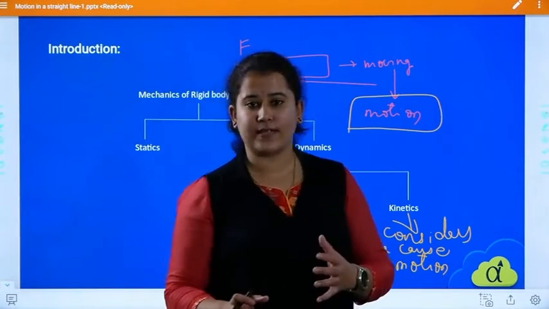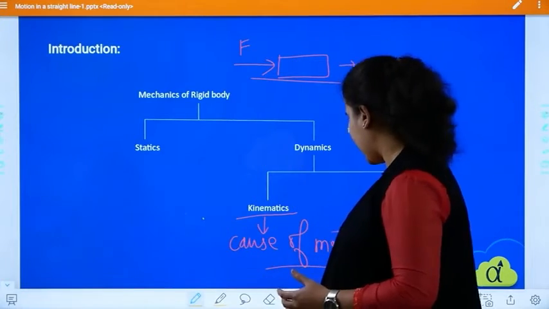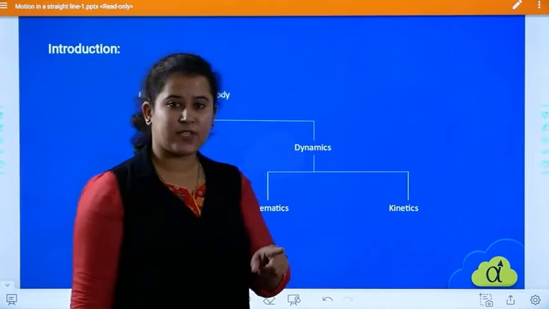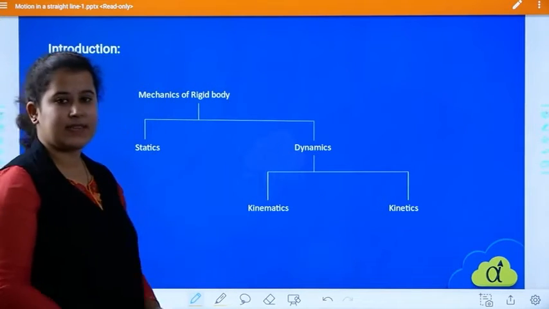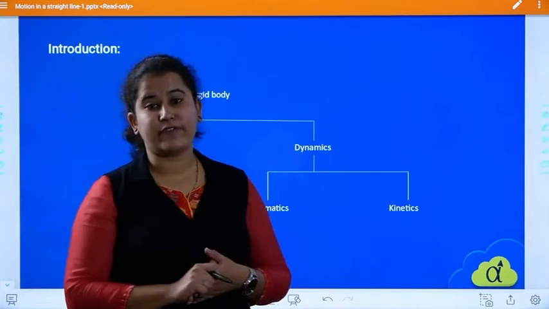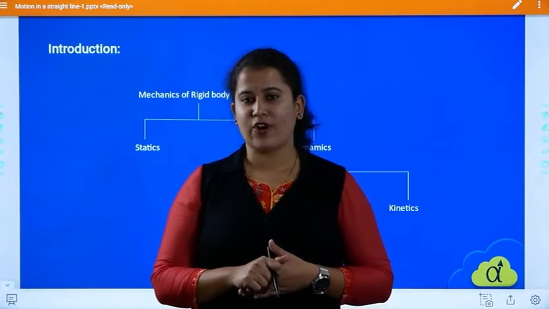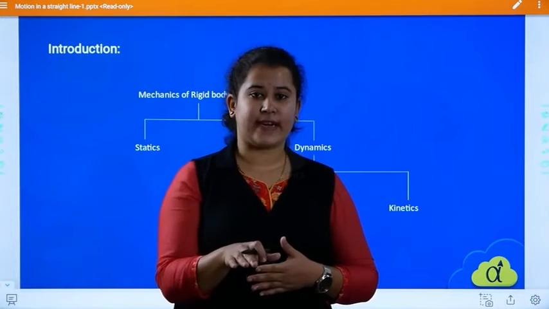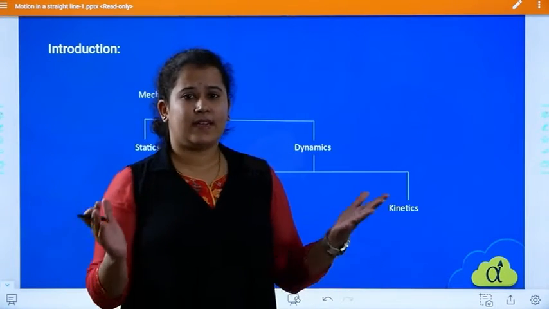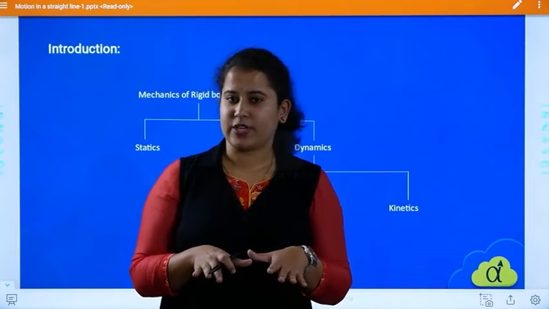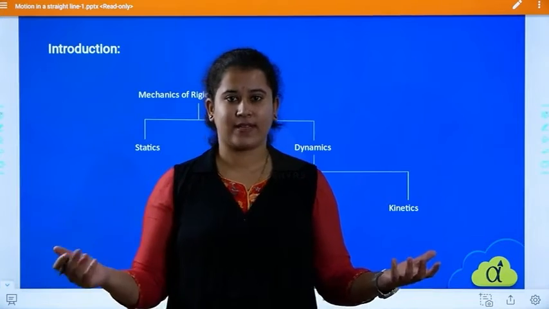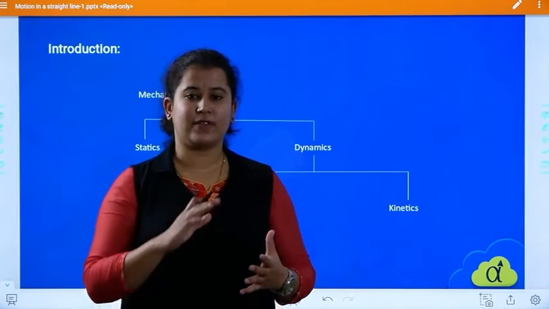I'll just summarize once again. The first one is mechanics of rigid body. In mechanics of rigid body, there are two branches. The first branch is statics and another one is dynamics. What happens in statics? Statics is the branch of mechanics which deals with the study of the object whenever the object is at rest or in equilibrium position. For example, I am in equilibrium position now, but according to the earth, I am in motion. So statics is the study of such things.